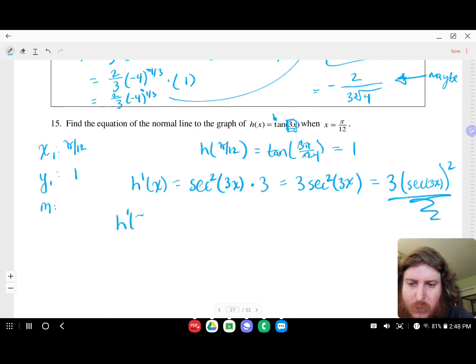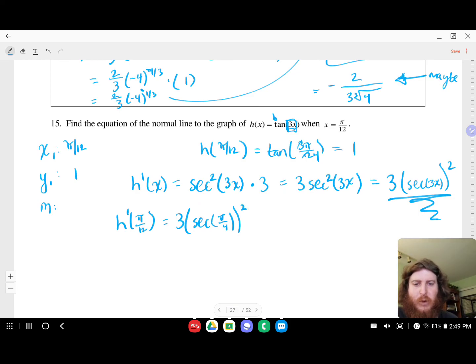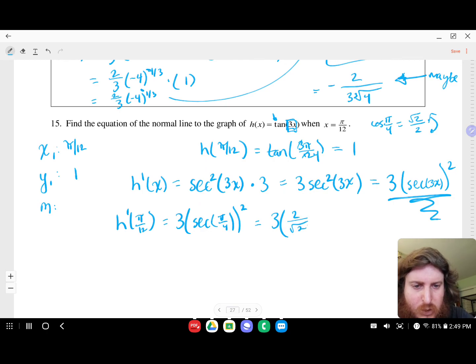So h prime of pi over 12 is 3 times the secant. Now, pi over 12 times 3 we already acknowledged was pi over 4, squared. Now, what is the secant of pi over 4? Well, secant is 1 over cosine. So in order to do that, we need to know what is the cosine of pi over 4. And the cosine of pi over 4 is square root of 2 over 2. So for secant, we always just flip that. So this is going to become 3 times 2 over square root of 2, squared.